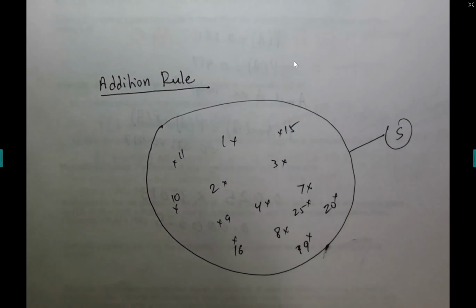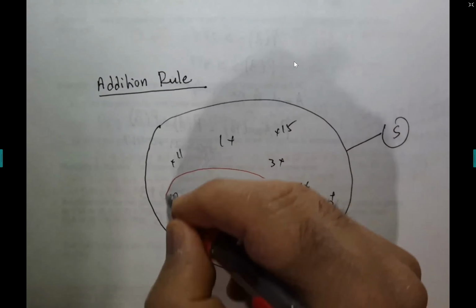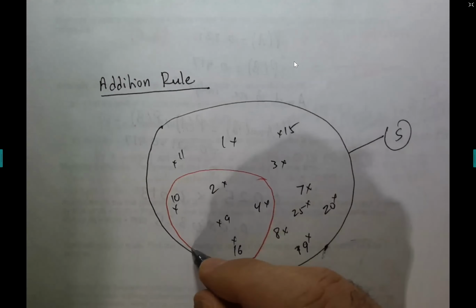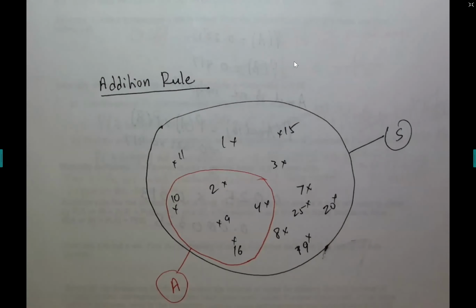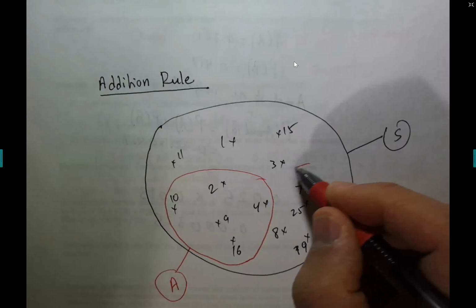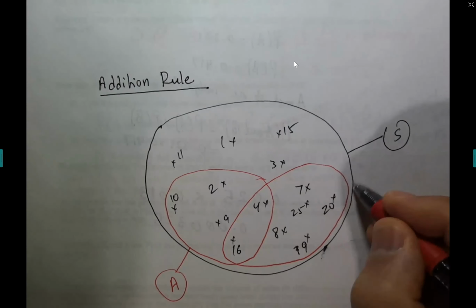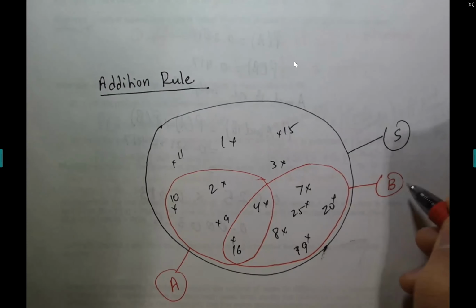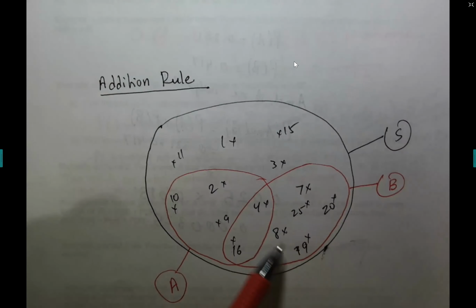Now I'm going to circle an event, and I'm going to call it event A. So my event A has a 2, a 4, a 9, a 16, and a 10 in it. And now I'm going to circle an event B. And B has 16, 4, 7, 20, 25, 8, 19.